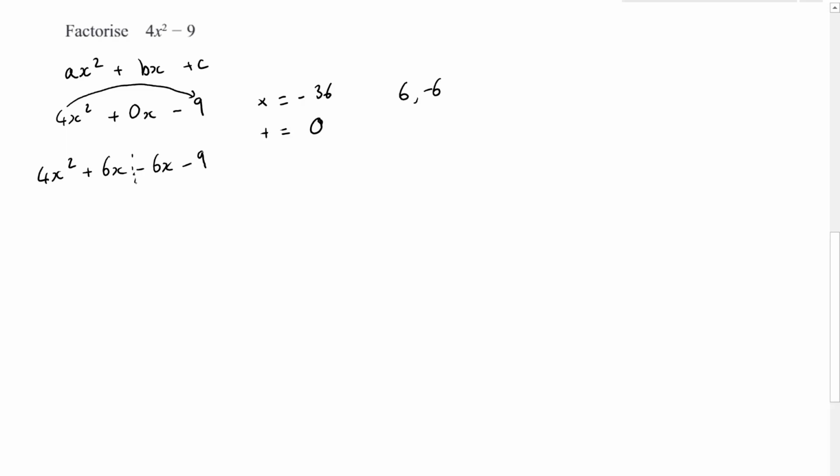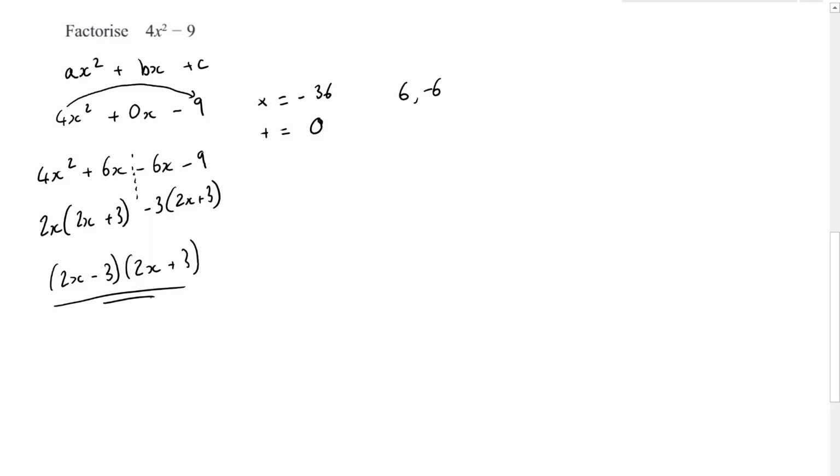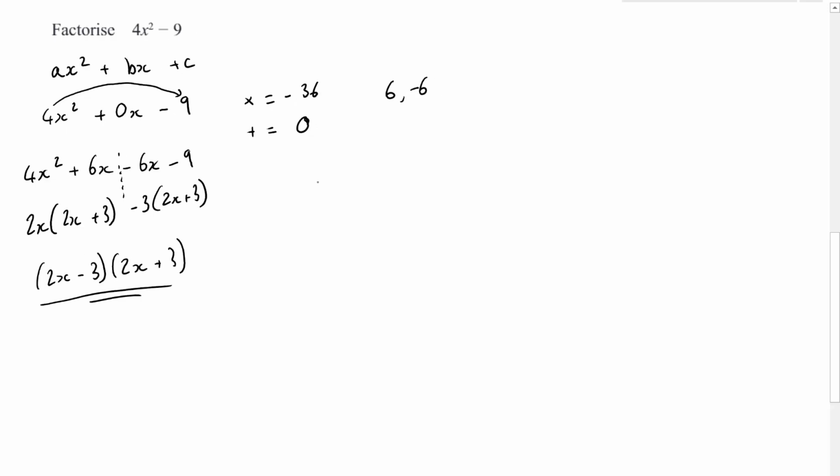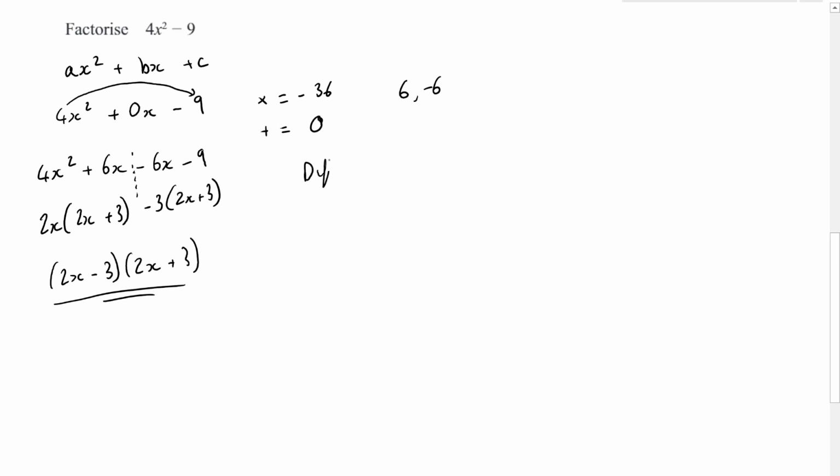Okay, and now I draw my invisible line down the center. I can factorize this side. I can take out a 2x, and it will leave me with 2x plus 3. And on this side, I can take out a minus 3, and it will leave me with 2x plus 3. And then that becomes 2x minus 3, 2x plus 3. And this is your factorized form. What you could probably notice is that in order to get from here to down here, we've employed a thing that we call difference of two squares.